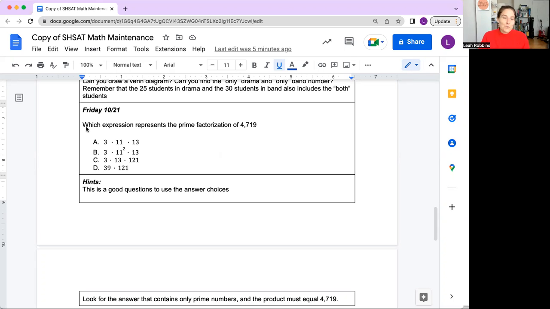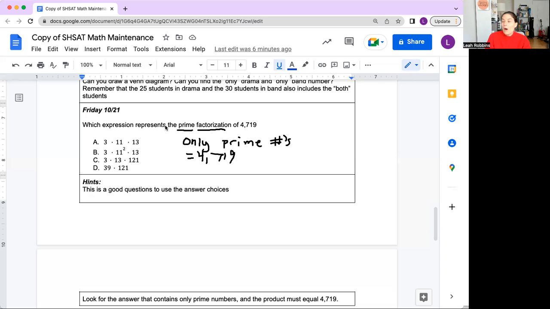So this question says, which expression represents the prime factorization of 4,719? Prime factorization is when we find all of the prime factors that together multiply to the given number. So since we have numbers that are already here, there's two things I want to ask myself. I want only prime numbers, and I want the product. When I multiply them all together, it's got to equal 4,719.